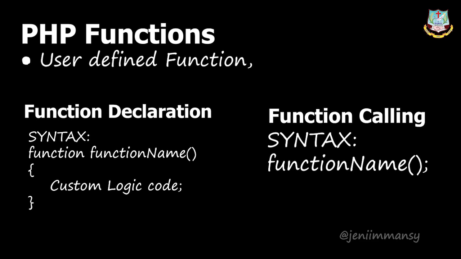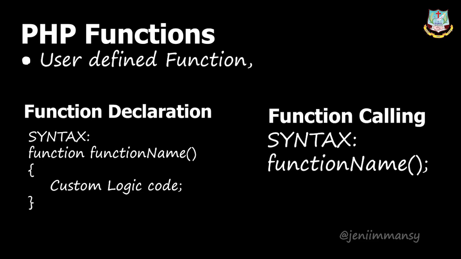Function declaration means this user defined function declaration will begin with the keyword function. We have to give the keyword function and then the function name. The syntax is function, then the function name, and then between the curly brackets we write the code which has to be executed. Function calling means we will call that function name inside the main program so that the function will be performed in the place where we are calling it.